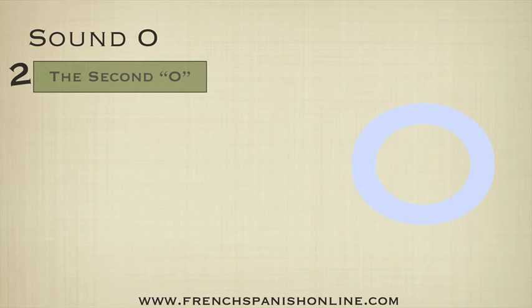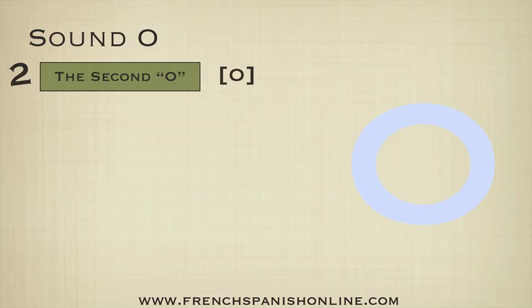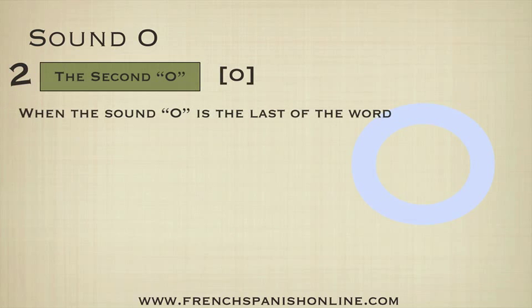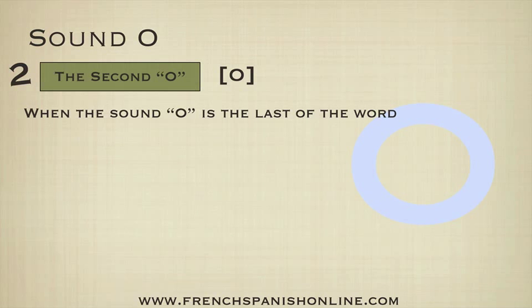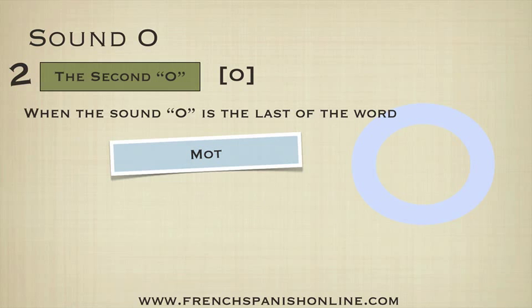Let's speak now better about this second O. We've just seen three examples, written this way in phonetics if you want to find it in a dictionary. When the sound O is the last of the word, this is our first rule for the second O. When the sound O is the last of the word, for example, mot. Here we don't pronounce the letter T, so the sound O is the last of the word, and we say mot with this sound O.